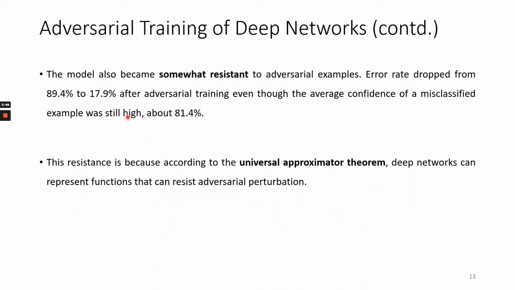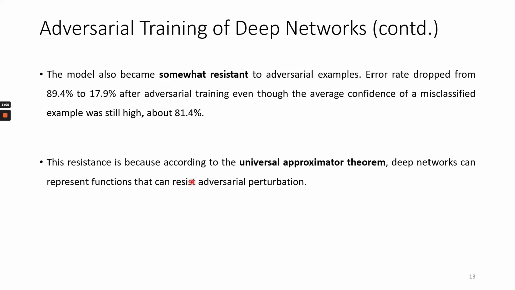But a more important observation was that the models became somewhat resistant to adversarial examples. The error rates dropped from almost 90% to as low as 17.9% after the training, which was a drastic change in the error rates, even though the average confidence of the misclassified examples was still high, at about 81.4%. So the authors attributed this drop in the accuracy to the universal approximation theorem, saying that it was because of this reason that the deep neural networks were more resistant to the adversarial perturbations.